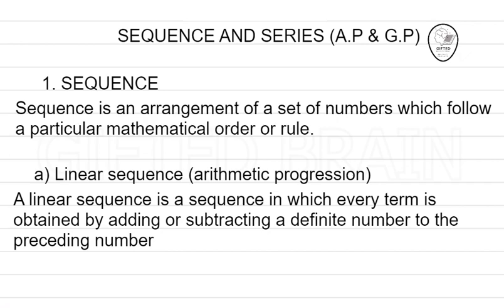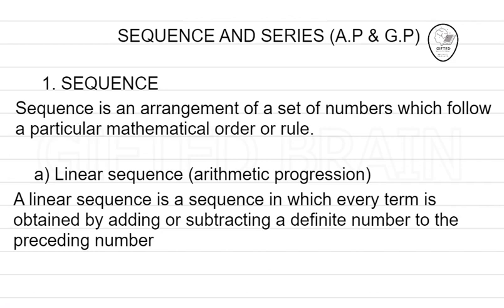So we are considering sequence and series today. And what is sequence? Sequence is an arrangement of a set of numbers which follow a particular mathematical order or rule. This sequence can be divided into two: we have the linear sequence and we have the exponential sequence. Another name for linear sequence is arithmetic progression, or you say linear progression.